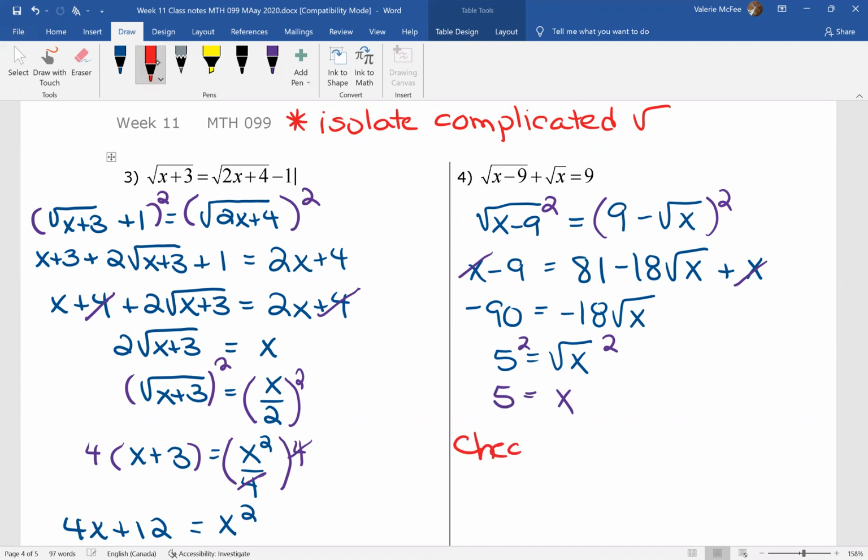You need to check your solution. 5 minus 9 is 4. So what do we have here? Oops, x doesn't equal 5, it equals 25. That's a mistake. Make sure you actually square both sides. Okay, let's try checking again. 25 minus 9 is 16, plus the square root of 25. There we go. x equals 25 is a solution.